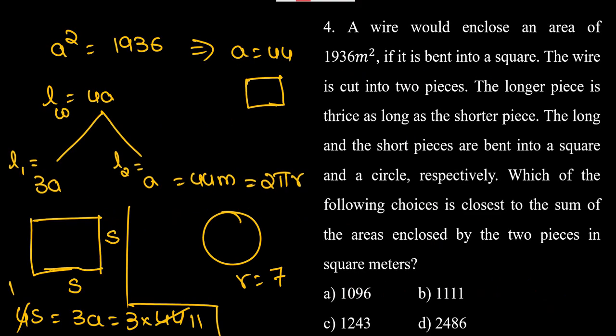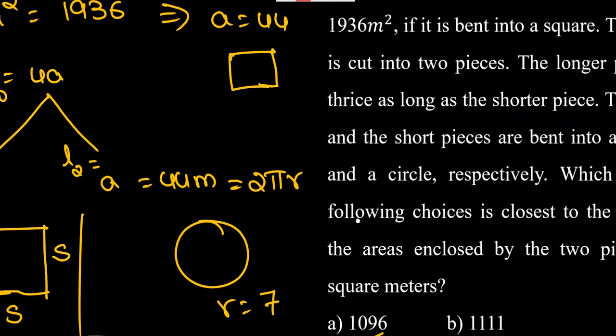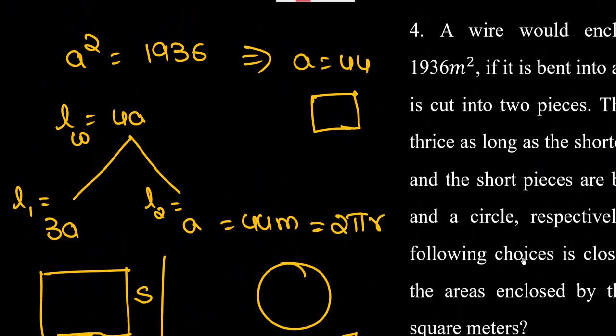But see the scenario in the question. They have not given anything directly. You are doing it one by one. First the square is there. They have given that the side of this square is 44. The perimeter of this entire square is 4a, so 4 into 44. Now you have to divide that into two portions. As per the question, the first one is thrice the second one. So 3a and a. Here a is 44 and 3a is 3 into 44.